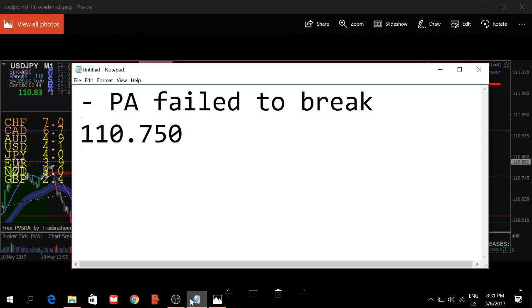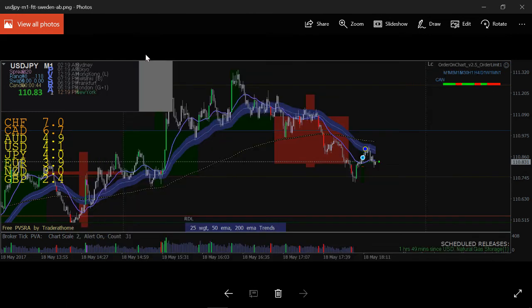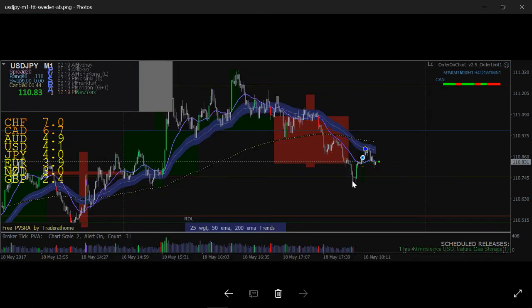Okay, as you can see here, it just broke a little bit, but I don't call this a break. Why? Because you can see that price is okay. So this is kind of just testing this area, but it actually didn't break.